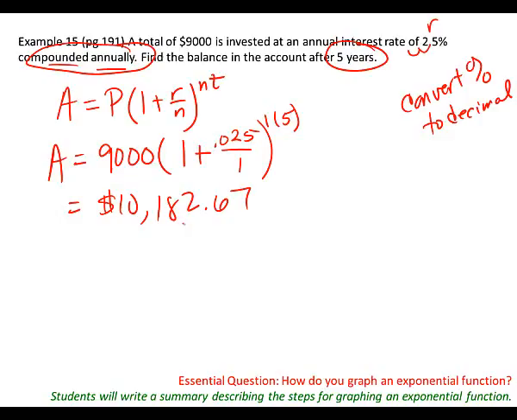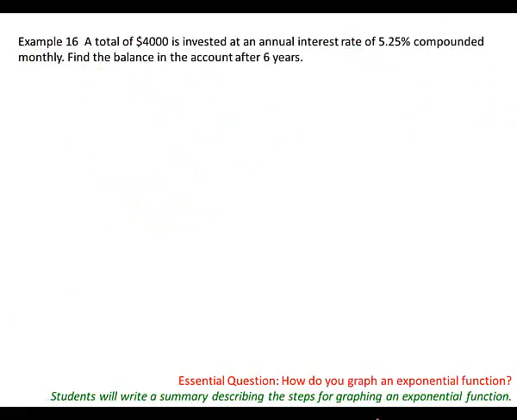Okay. So in 5 years, just by putting that money in the bank, without doing anything to it, you made a whopping $182.67. Okay. Oh wait, $1,182.67. Well, it's better than $182. Okay. For doing nothing, just putting it in the bank. All right. Let's look at 16. So 16's similar.